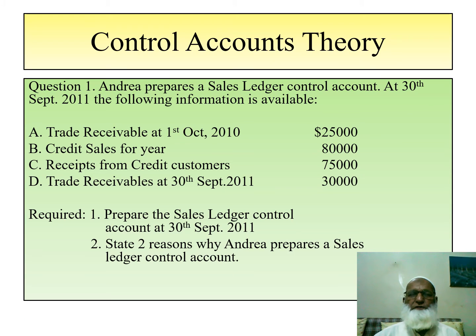This is our first question. Andrea prepares a sales ledger control account. At 30th September 2011, the following information is available. Trade receivable at 1st October 2010 was $25,000. Credit sales for the year were $80,000. Receipts from customers during the year were $75,000, and trade receivable at the end of the year, that is on 30th September 2011, was $30,000.